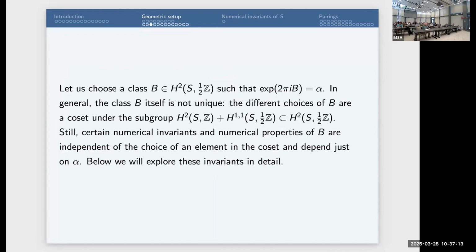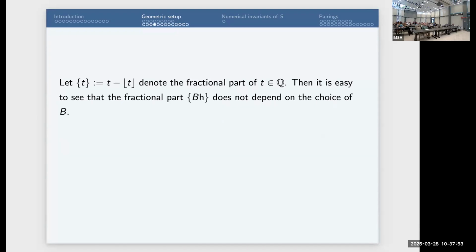So let's choose such a class B. So it's a class in S having this property. The definition is alpha. Generally, the class B itself is not unique. The different choices of B form a coset under some group, the integral classes. But nevertheless, the numerical invariants would be independent of these choices, and that's what we are very focused on.